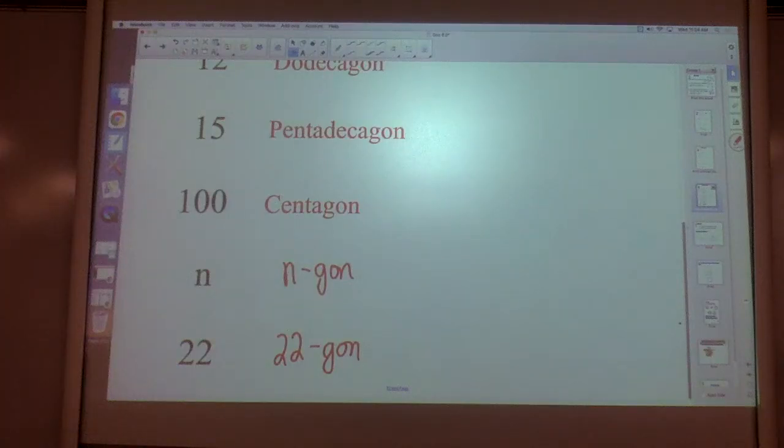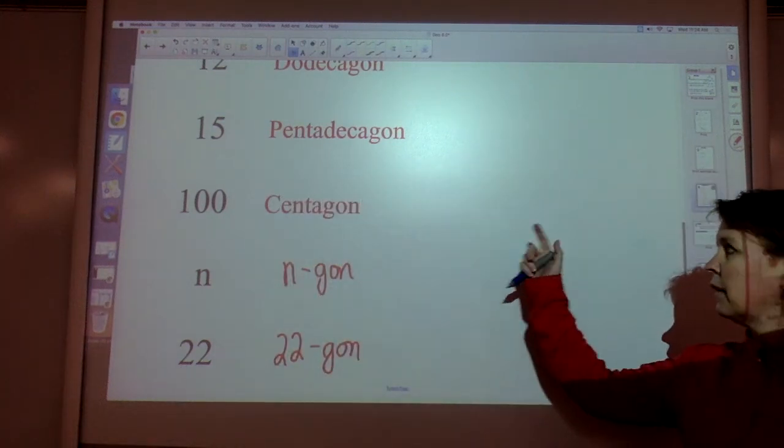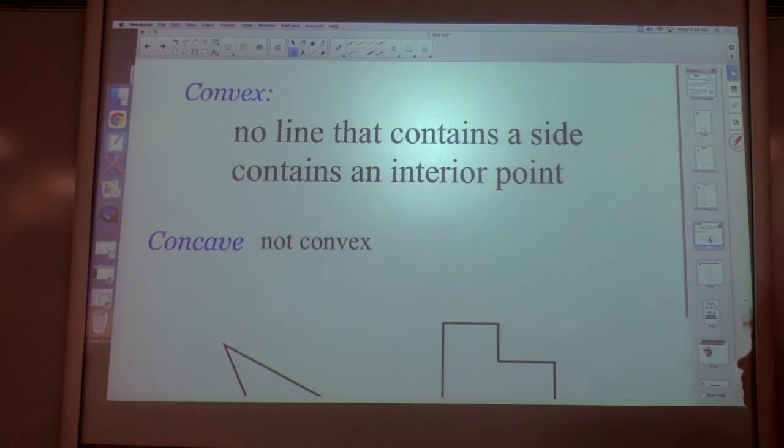Maybe. But yeah, you got to memorize them. And you got to pretty much know how to spell them. Centagon, pentadecagon, dodecagon. 1 through 15 are probably the most common.